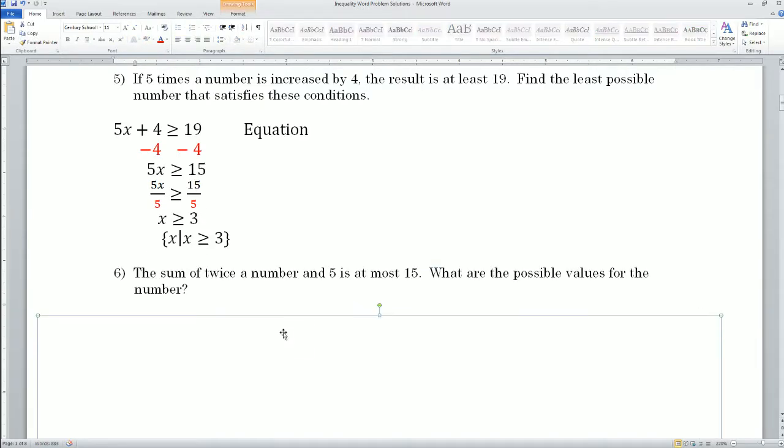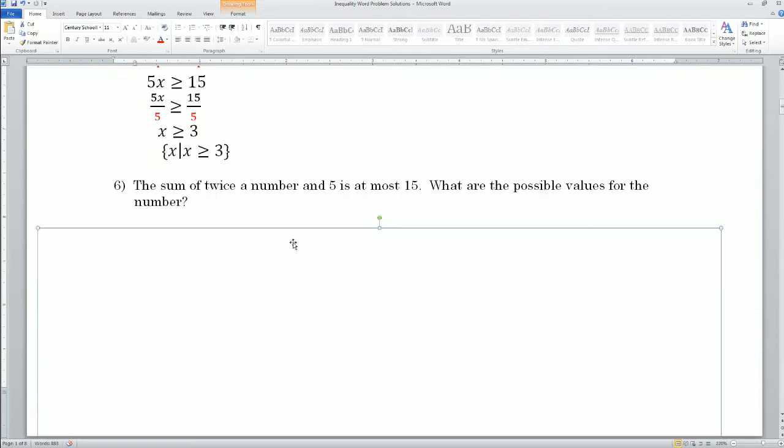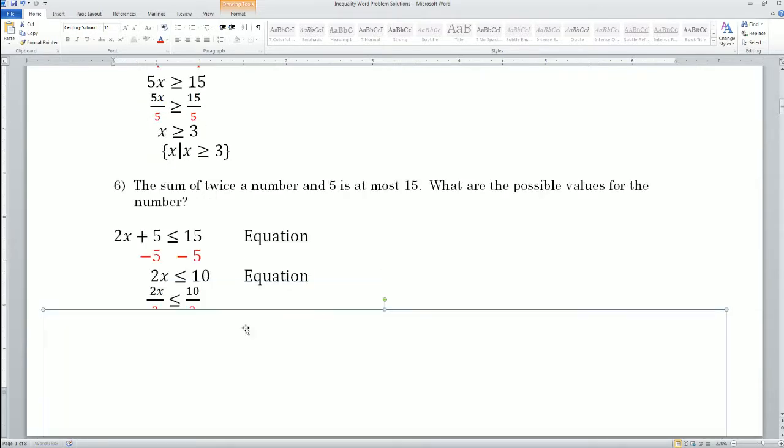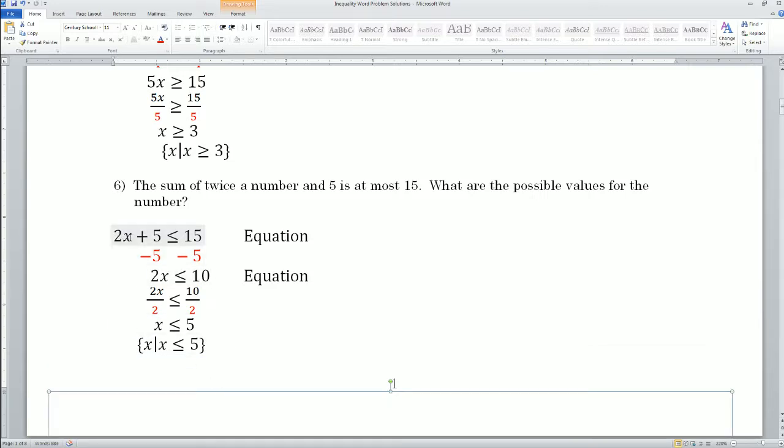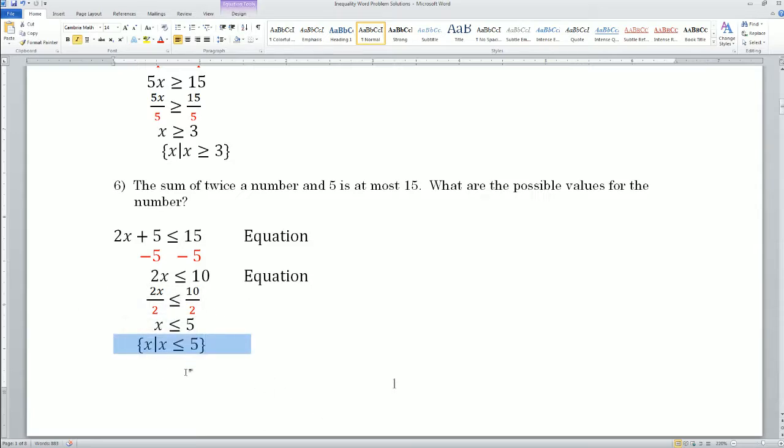The sum of twice the number and 5 is at most 15. What are the possible values for the number? Here you go. Twice the number, so 2x. Sum means it's addition. At most means it's using this symbol. Subtract 5 from both sides, then divide by 2. Your set builder is x is less than or equal to 5. So values include 5, 4, 3, 2, 1, 0, negative 1, negative 2, on to negative infinity.